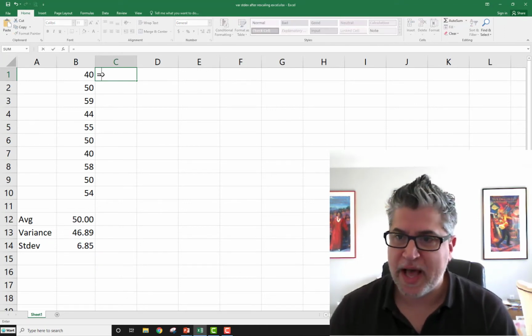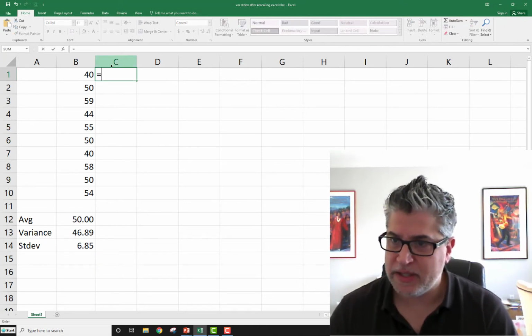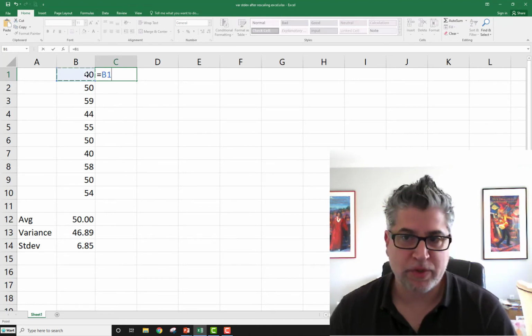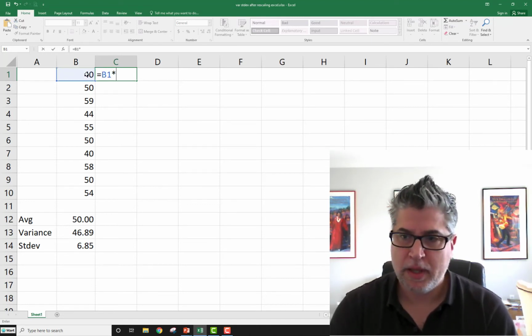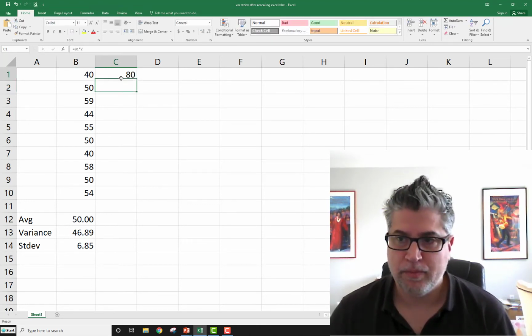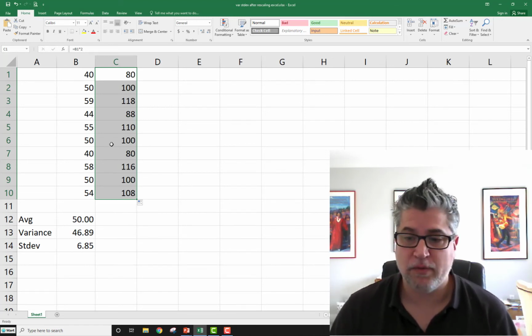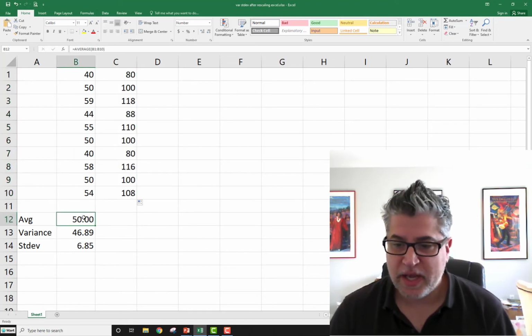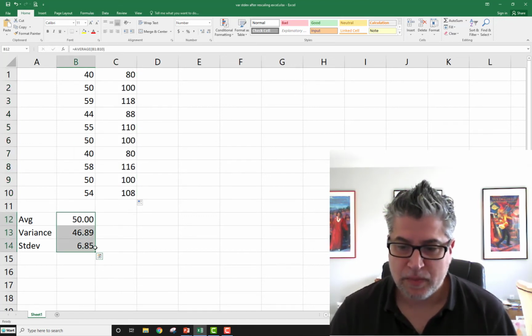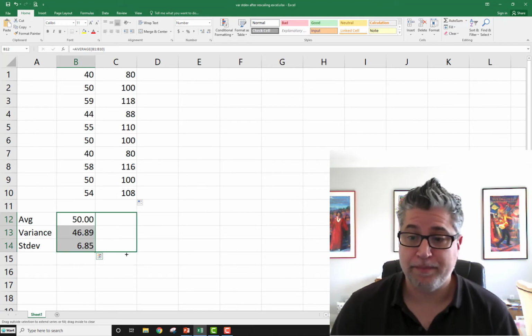So I wanted to recalculate something, and I want it in this cell to put 40, which is B1, times 2. And then I can just copy that formula all the way down. So my 50 becomes 100, my 44 becomes 88, 40 becomes 80, and so forth. And now let's take our formulas and highlight those, grab the little fill handle there, and copy over our formula.